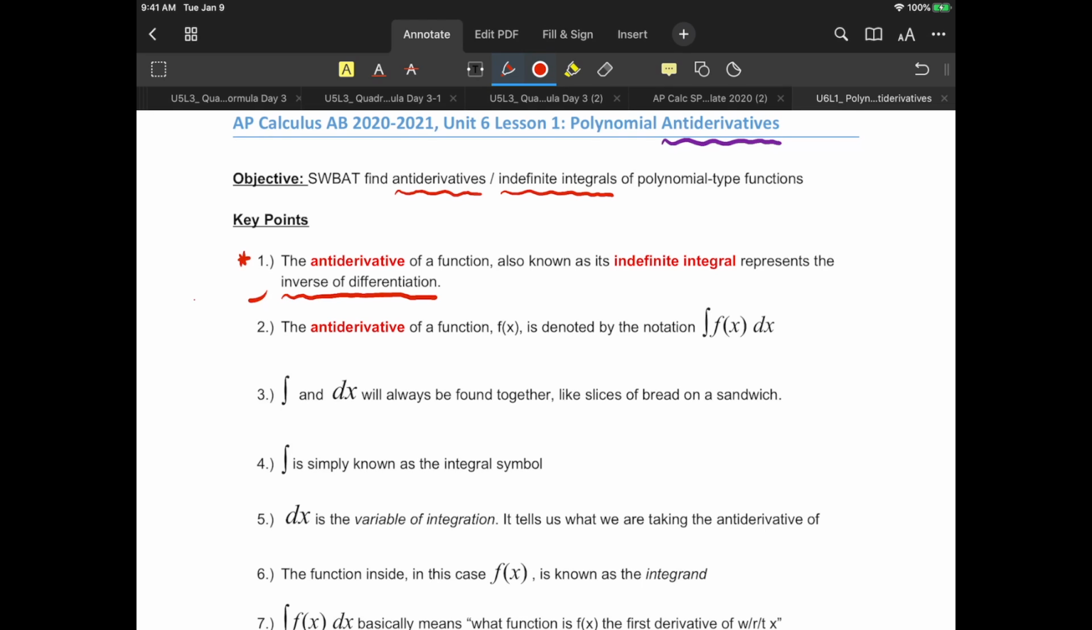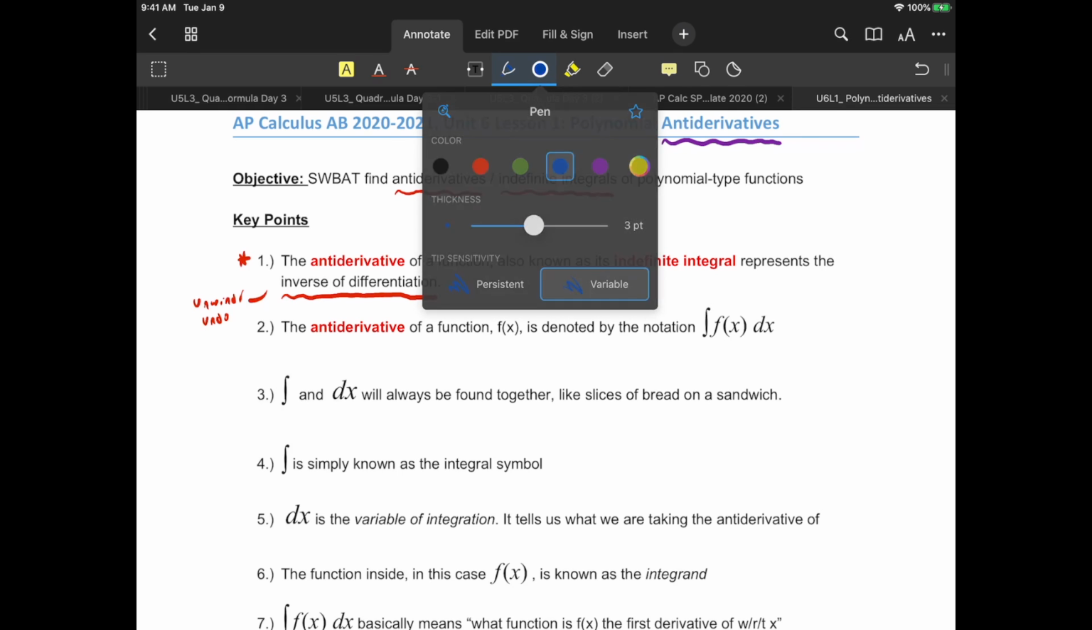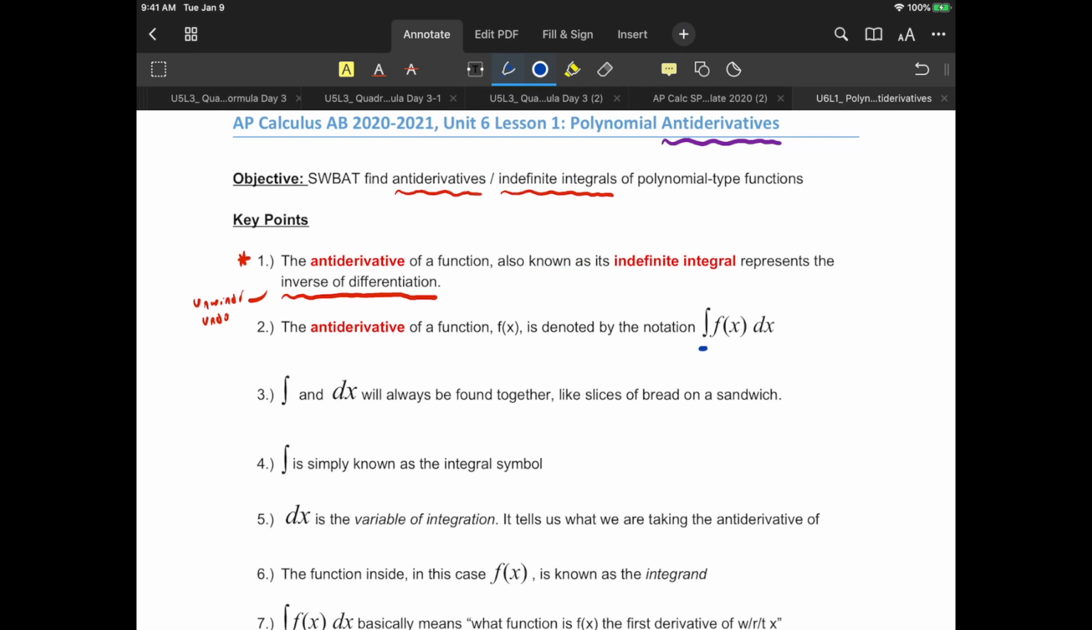To undo, to unwind, to undo, to flip, whatever you want to think about it. And it has a little bit of a funky notation. And so this is the notation right here. This is the antiderivative of f of x with respect to x. Sometimes if I'm being very sloppy that day, you'll hear me pronounce that dx, but it's really more proper to actually say it as with respect to, which you'll see me abbreviate as WRT, with respect to x. We'll get to that in a second. Those two things are always going to be found together.